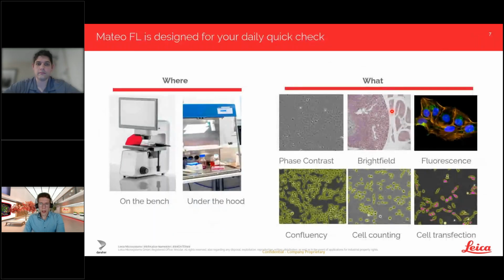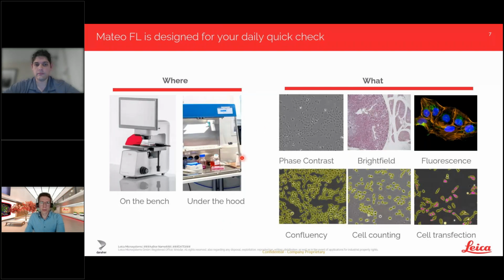What if I also want to have fluorescence directly? There is now, since this year, a big brother of the Matteo that you have just seen, which is called Matteo FL, which is able to do exactly that. So here's also a picture how it looks like. You can either put it on your bench or under the hood. It's very small and compact. It would fit under here as well.